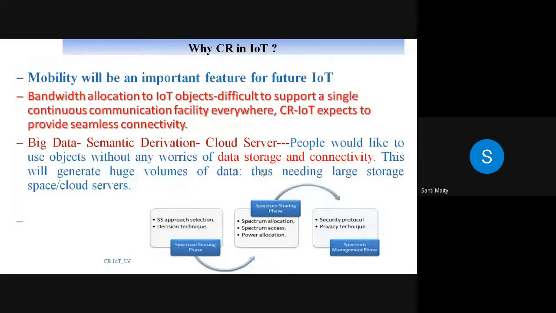Second, these IoT objects are mostly battery driven, and they have limited power. So unless you go for power control, you will not be able to get a long battery run and network lifetime. But at the same time, if your power is low, you cannot expect reliable communication. So you have to have optimal power allocation. And that's the spectral sharing phase. And the third one is mobility, switching from one frequency to another frequency, and there are security protocols and privacy techniques coming. So spectral sensing, spectral sharing, and spectral management. A CR-IoT has to operate and ensure connectivity encompassing all these activities related to the spectrum.